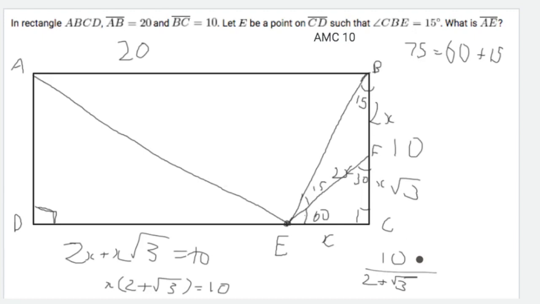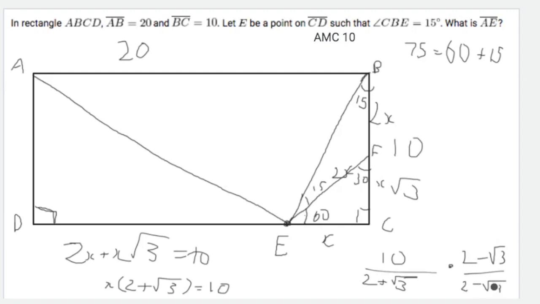When you rationalize, you just multiply the term by its conjugate. Basically, pretend it has two terms in it. You multiply it by the exact same thing, except you reverse the symbol. If you reverse the symbol, you get 2 minus square root of 3. So we're going to multiply both the top and bottom by 2 minus square root of 3.